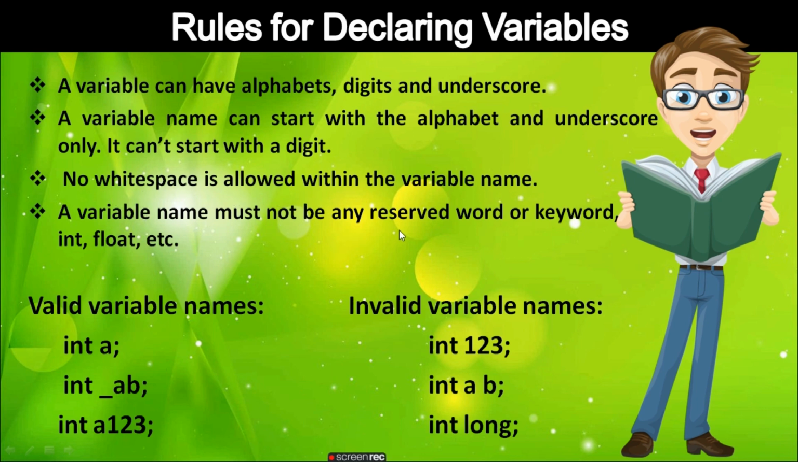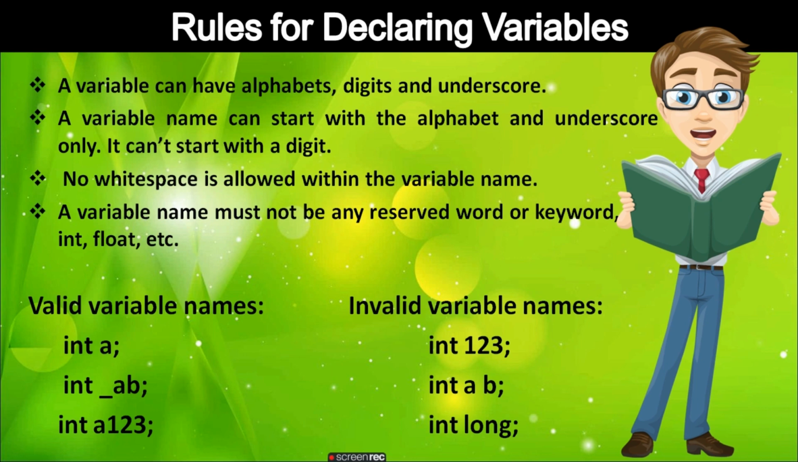A variable name must not be any reserved keyword. I cannot declare int long. Long is a data type name. It's a keyword. I cannot refer to a keyword as a variable, right? So these are some of the rules I need to follow while declaring a variable. Therefore I have mentioned some valid variable names and invalid variable names.